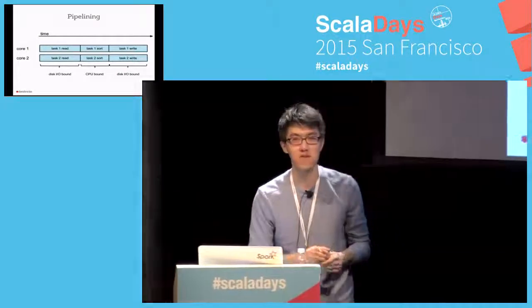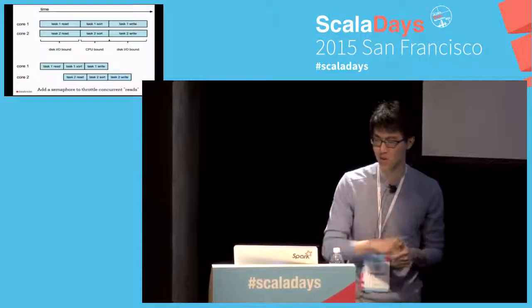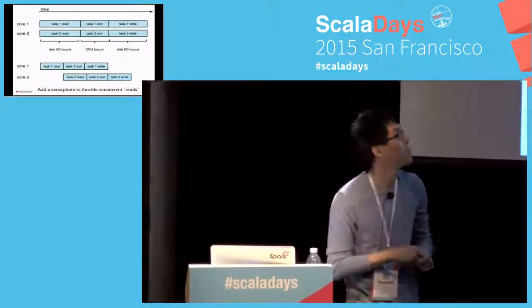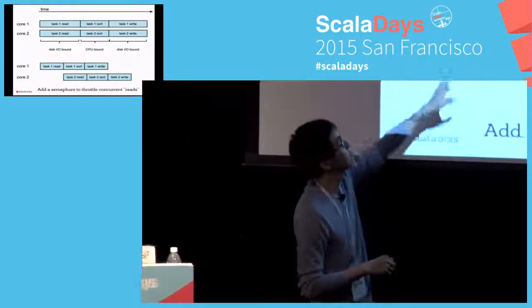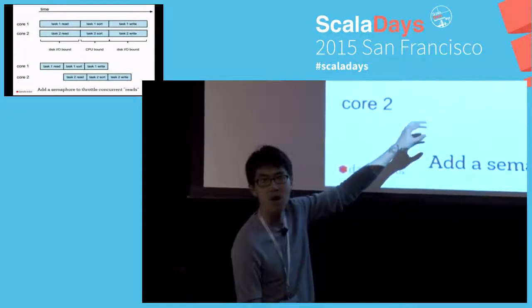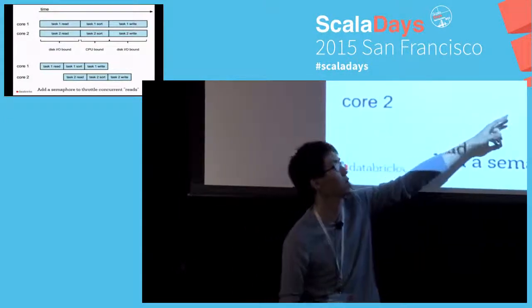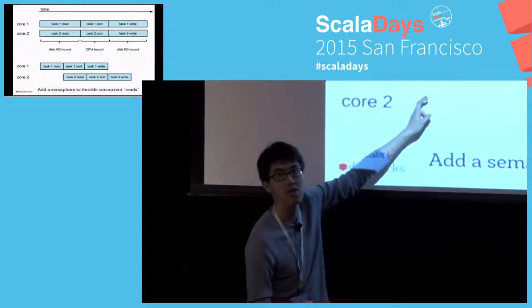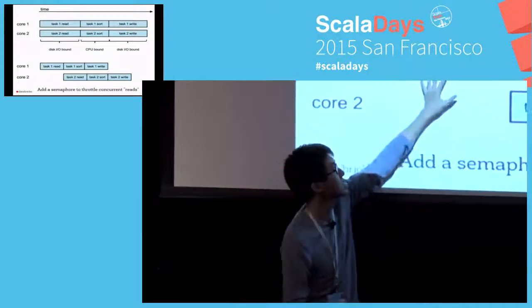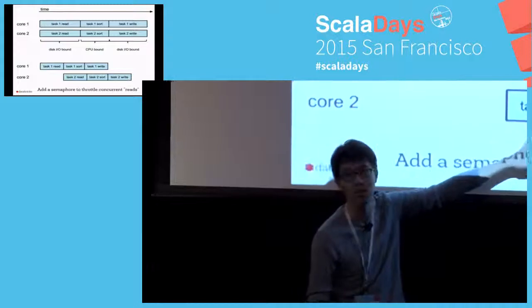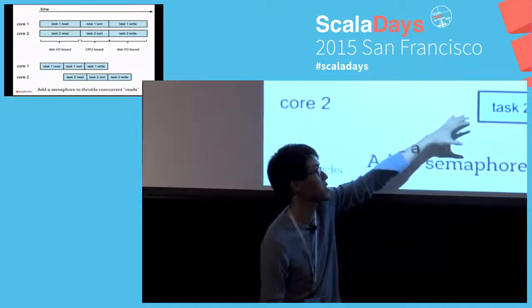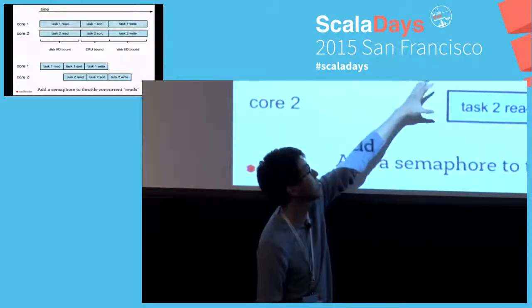So how do I solve this? It's a very simple approach. Add a semaphore. Instead of letting all the threads read, only let a subset of threads read. This subset of threads will complete much faster than they would otherwise. And as soon as this batch completes, you let the second batch start. So now you actually have an overlap.